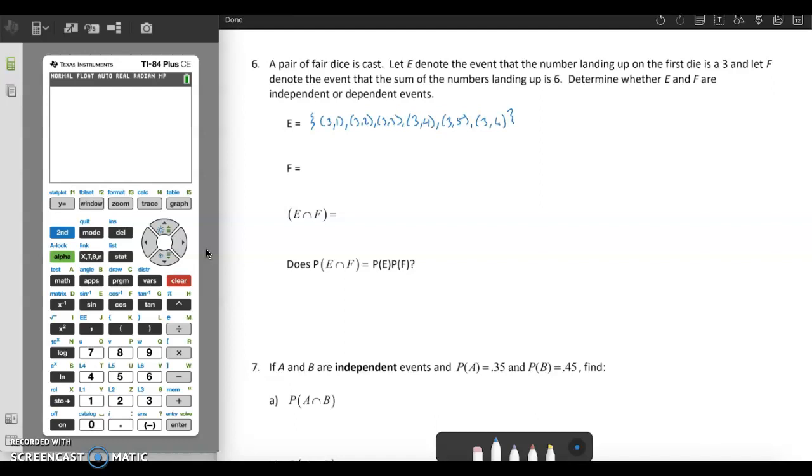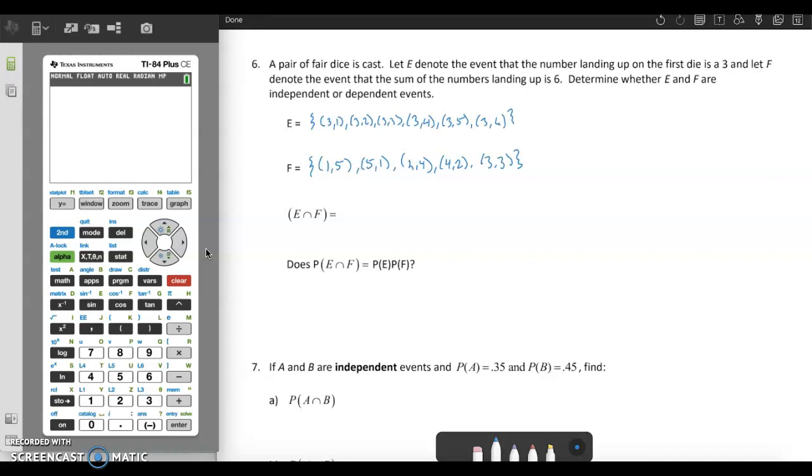Event F says that they have to add up to 6. So what would add up to 6? We could have a 1 and a 5, or a 5 and a 1, because we are distinguishing between first and second die here, so it does matter which one comes up which. We could have a 2 and a 4, or a 4 and a 2, and we could have a 3 and a 3, and that's it. Those are the only options for getting their sums to equal 6.